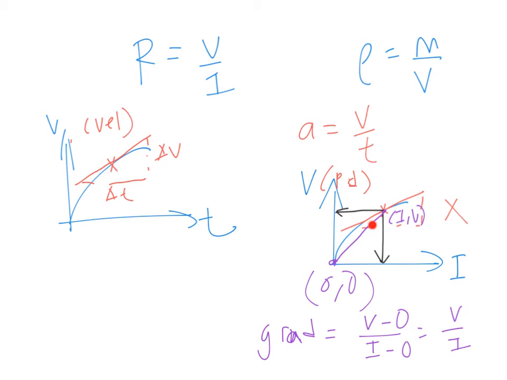And if you look at this line drawn from the origin, does it have the same gradient as my tangent? No. Therefore, the gradient of my tangent is wrong. I cannot use it to find resistance. I must draw a line from origin to that point.